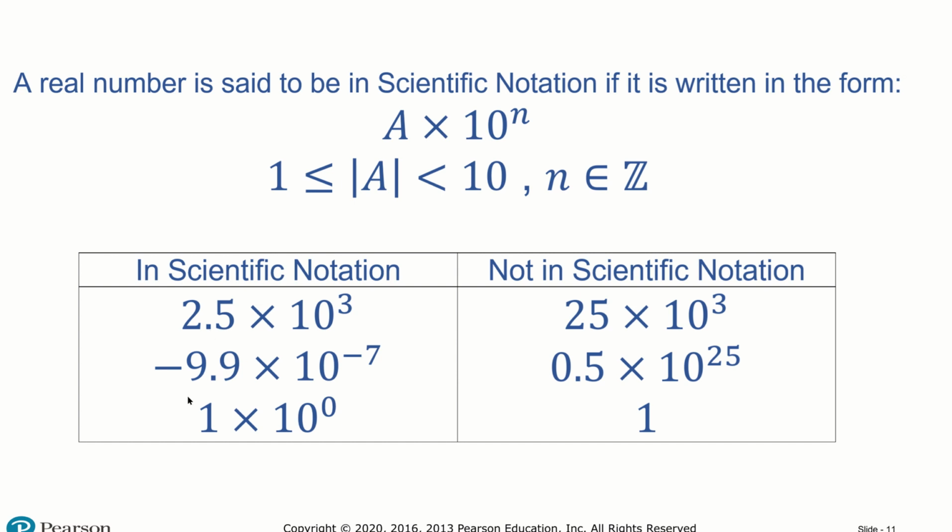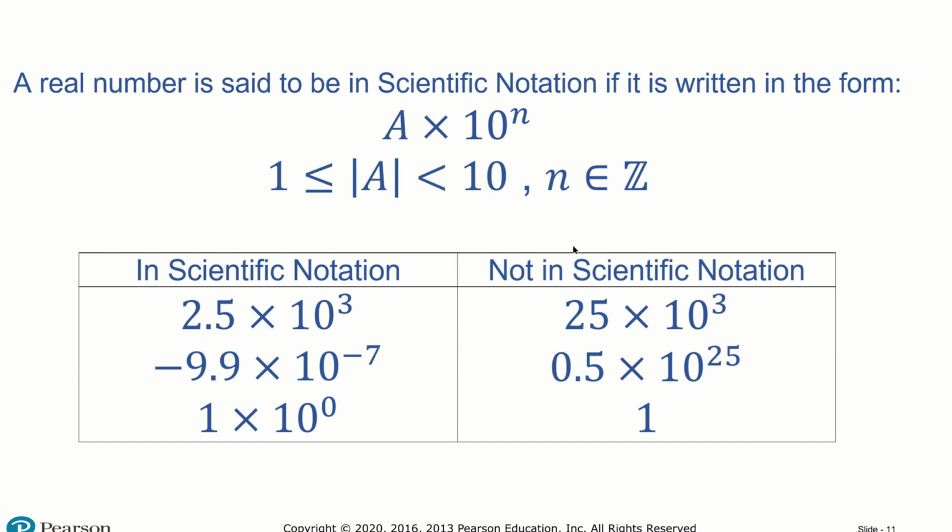2.5 times 10 cubed, negative 9.9 times 10 to the negative 7. Notice this part is between 1 and 10, left inclusive, and the exponent is an integer. Now here, there's no problem with that negative. That's why we said the absolute value of the number needs to be between 1 and 10, left inclusive. And of course, the absolute value of negative 9.9 is positive 9.9, which is less than 10. So we're okay. And notice negative 7 does belong to the set of integers.